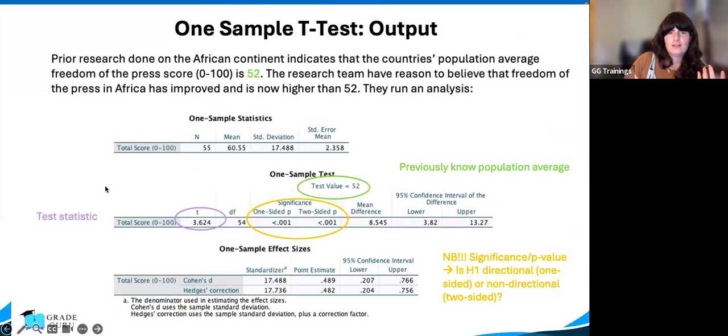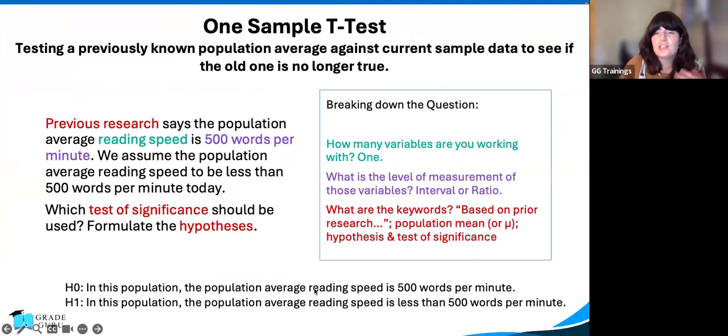Yeah, whenever you conclude, you just need to repeat the hypothesis that you're accepting or retaining. So in this example, if you reject the H0 because your P is low, then you just need to say, therefore we can reject H0 and accept the H1 that in this population, the population average reading speed is less than 500 words per minute. Okay, so you literally just repeat the wording of the hypothesis that you're keeping. Does that answer your question?